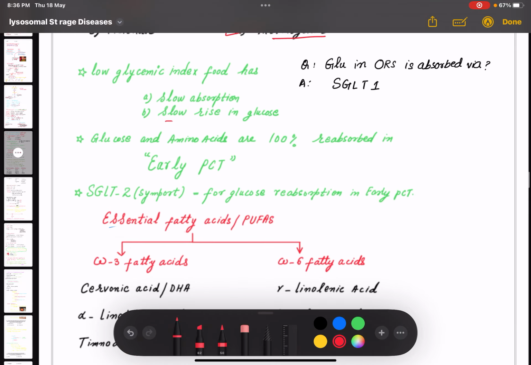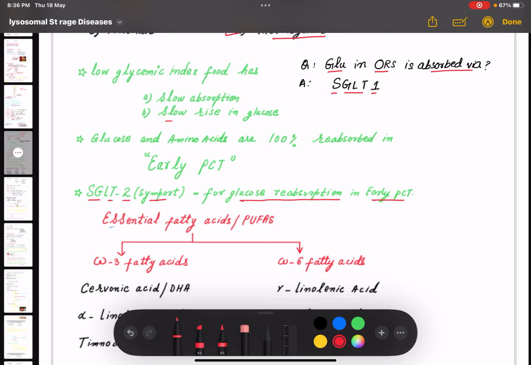Now let's see another topic. Glucose in ORS is absorbed via, in the GIT, once we take ORS, in ORS we have glucose. That glucose is absorbed via sodium glucose transporter 1. And here you can see sodium glucose transporter 2, which is a symport, and it's used for glucose reabsorption in the early proximal convoluted tubule.